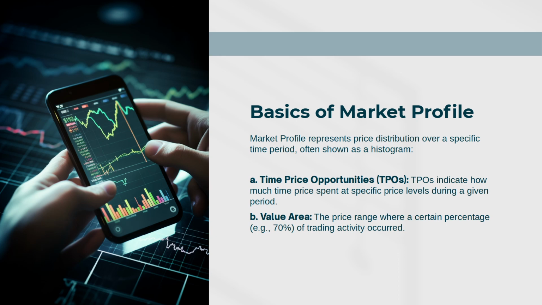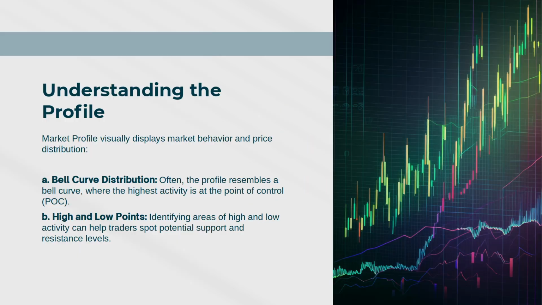Basics of market profile. Market profile represents price distribution over a specific time period, often shown as a histogram. Time price opportunities, TPOs. TPOs indicate how much time price spent at specific price levels during a given period. Value area. The price range where a certain percentage, for example 70%, of trading activity occurred.